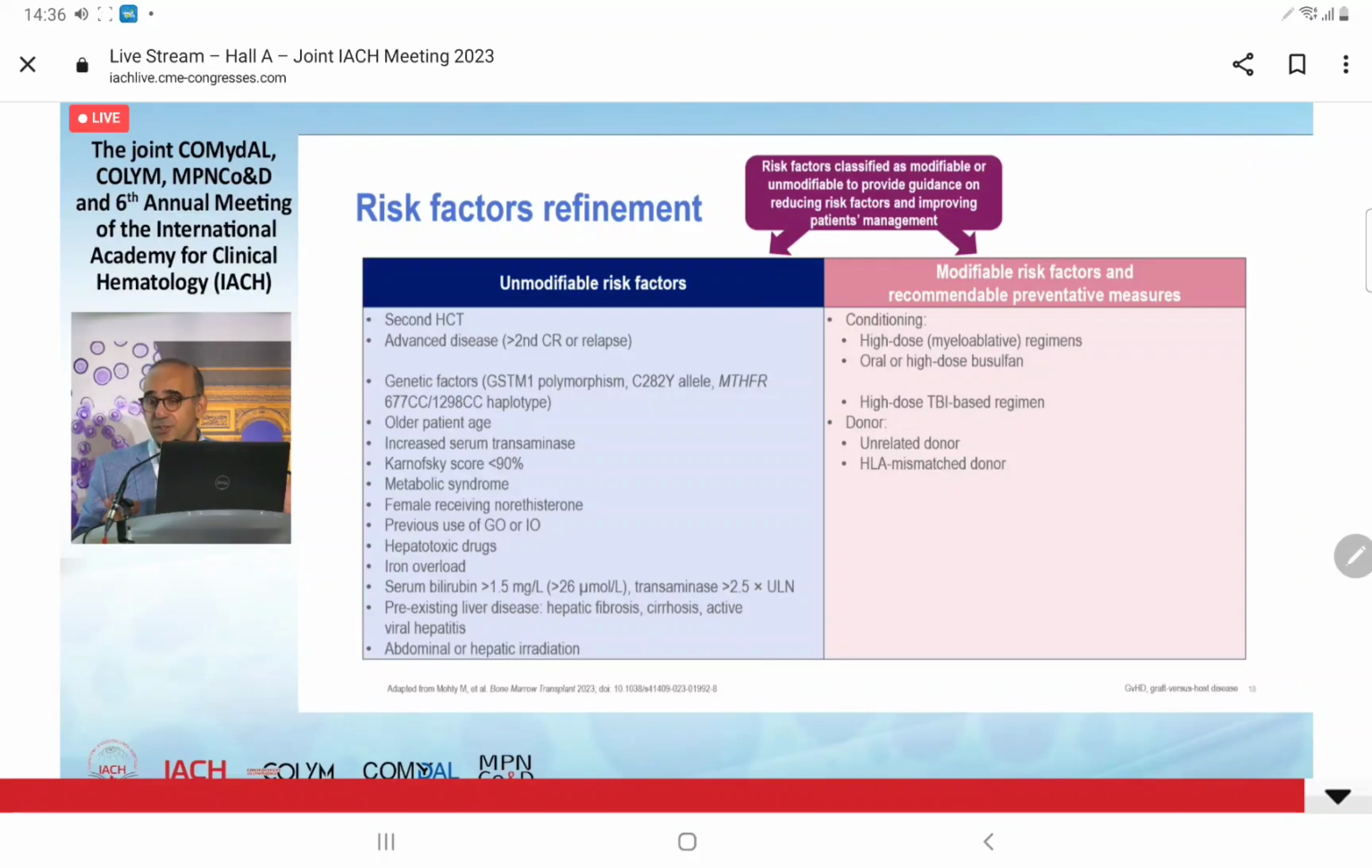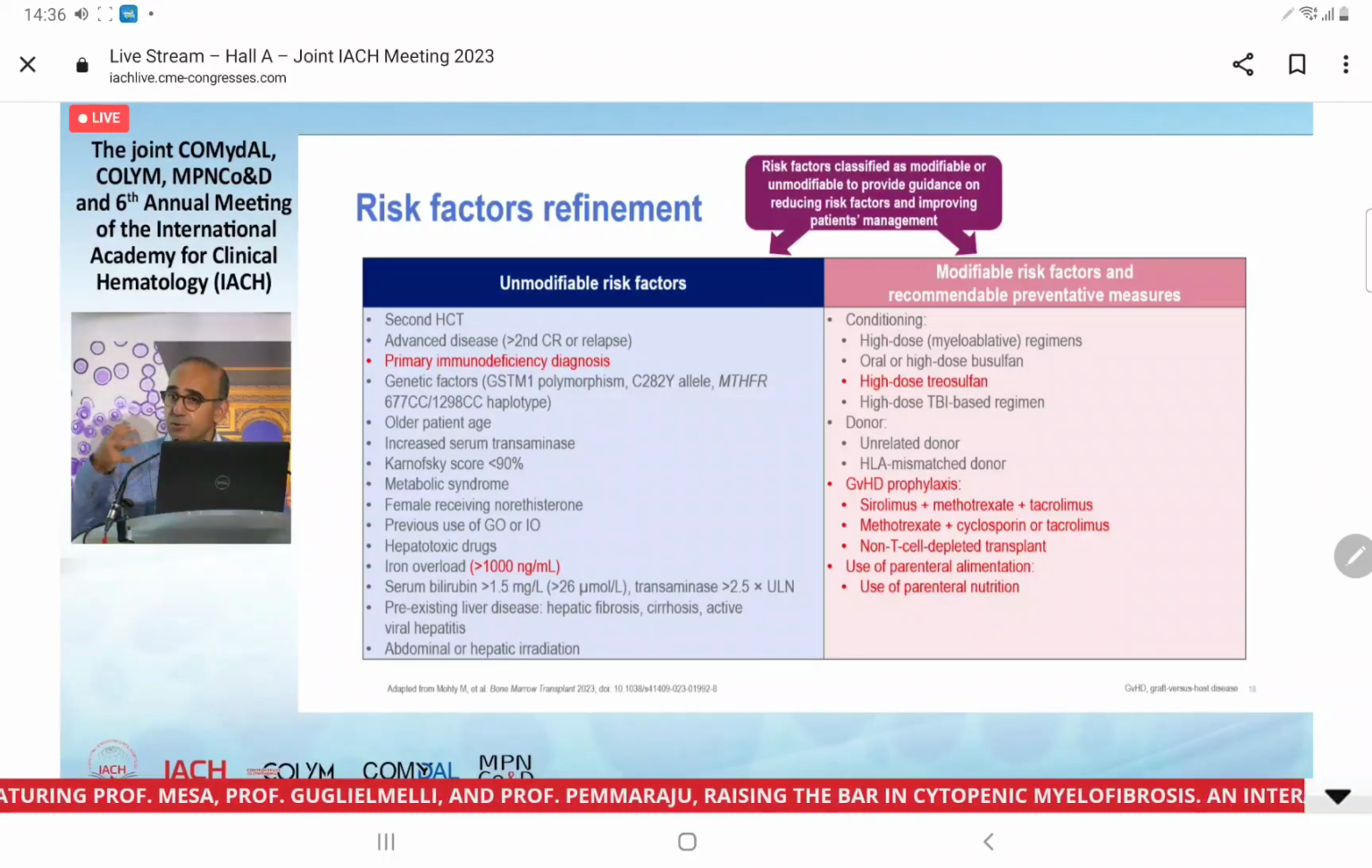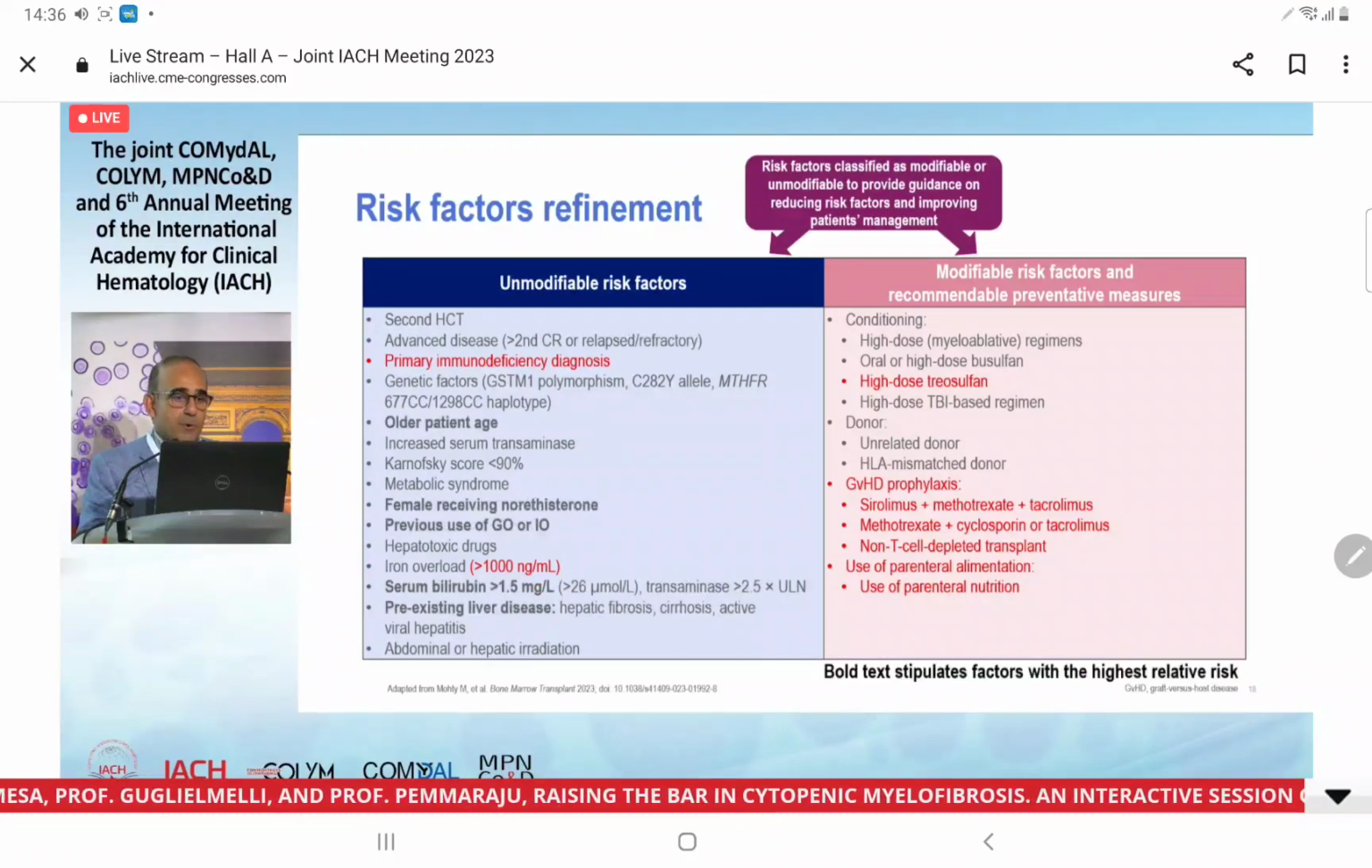The age of the patient, if the patient is 70, you can't do anything about it. But there are things that are modifiable. These are things within reach. You can work on them. And see, for instance, you can adjust your conditioning regimen. You can choose whatever drug or GVHD prophylaxis you want to use. You can choose the way you would like to deliver alimentation to the patient, enteral versus parenteral, etc. So this is one way of trying to facilitate the work of the investigators.